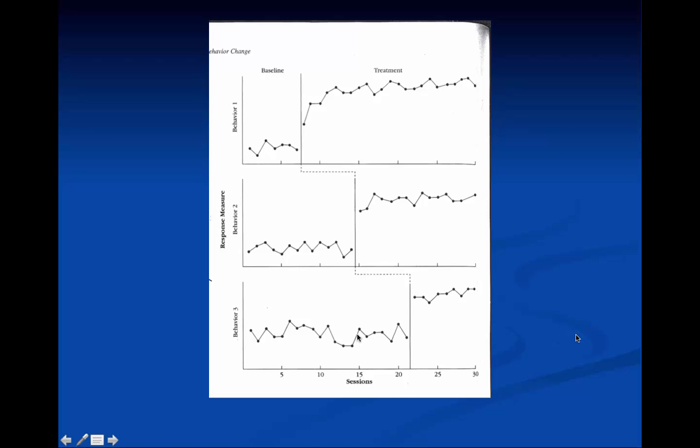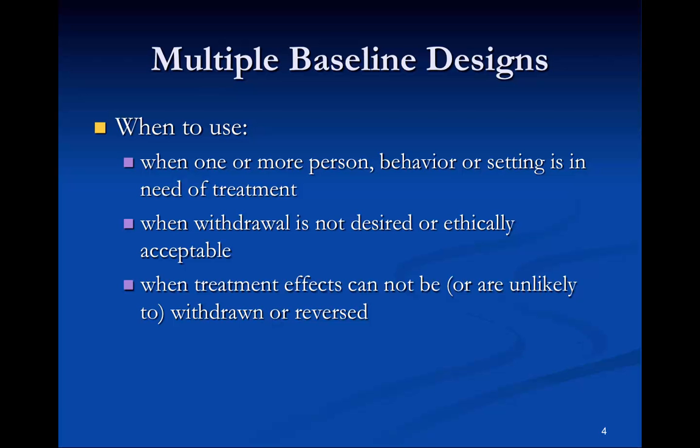I hope that's clear, but I can't see your faces to determine if it is. So you use a multiple baseline design when one or more people, behaviors, or settings is in need of treatment, but primarily it's done when a withdrawal or a reversal design just can't be done because of irreversibility, or you don't want to do it because of ethical problems that we talked about 2 weeks ago.